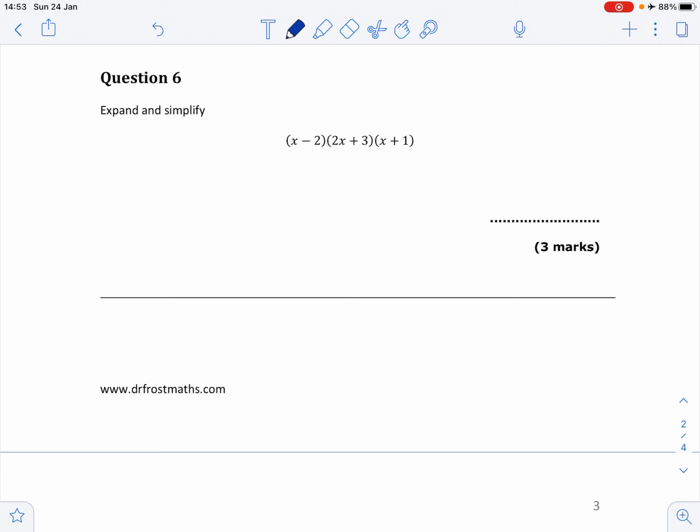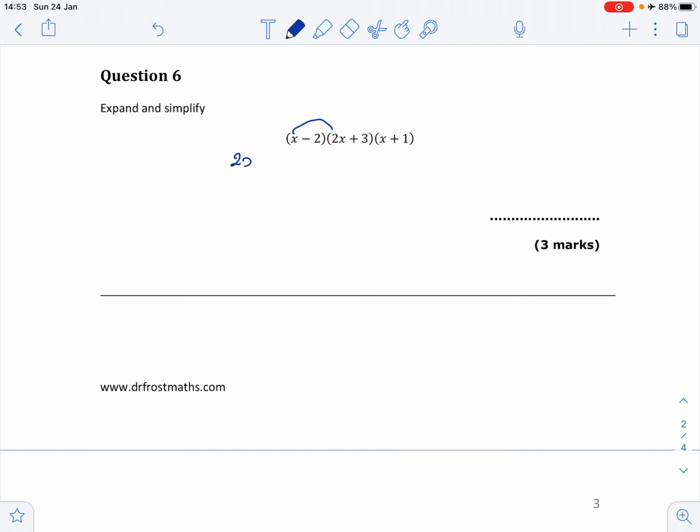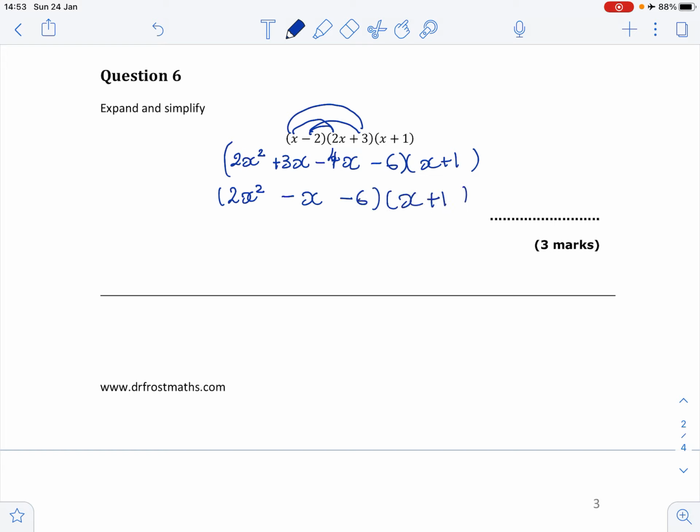Question 6. Expand and simplify. So let's expand the first two brackets. So x times 2x is 2x squared. x multiplied by 3 is plus 3x. Minus 2 times 2x is minus 4x. Minus 2 times 3 is minus 6. Then x plus 1. So let's simplify our first bracket. So we have 2x squared plus 3x minus 4x is minus x, minus 6, multiplied by x plus 1.